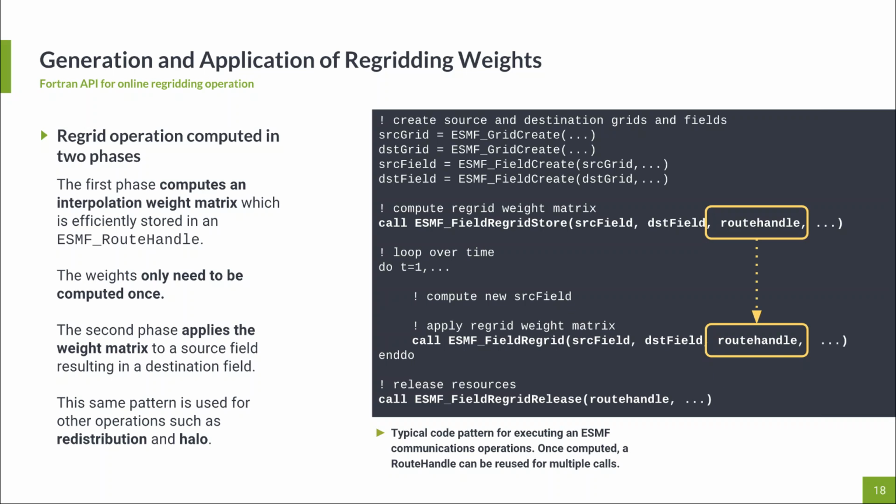The same kind of pattern applies where you have a store call, then you do the operation, and then a release call is used for the redistribution and for the halo operation. So that's the typical pattern that you'll see.